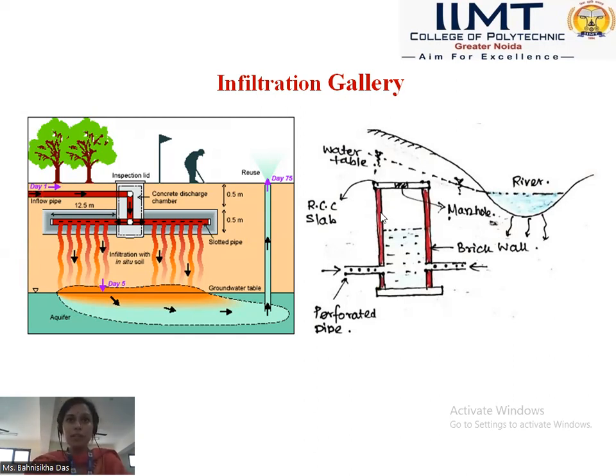So what happens here is that this is an RCC chamber, and there is a perforated pipe connected. There is a series of such chambers constructed along the bank of the river, and all these chambers are connected to each other with the help of these perforated pipes. These chambers are constructed in an aquifer. I will now discuss what an aquifer is.